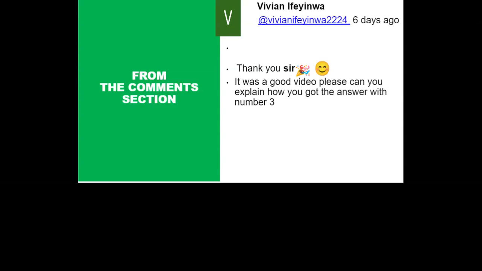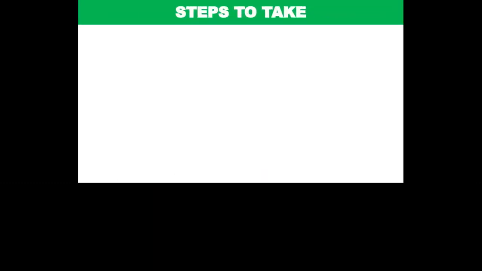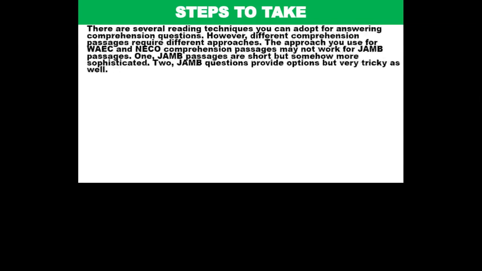So, as you can see, Vivian wants to know how I got the answer to question number 3. So I am going to explain the steps you need to take in order to pick the correct answer to a Jamb comprehension question. To illustrate this, we are going to use an example from question number 3 as requested by Vivian. Having said that, let's now take a look at the steps to take.